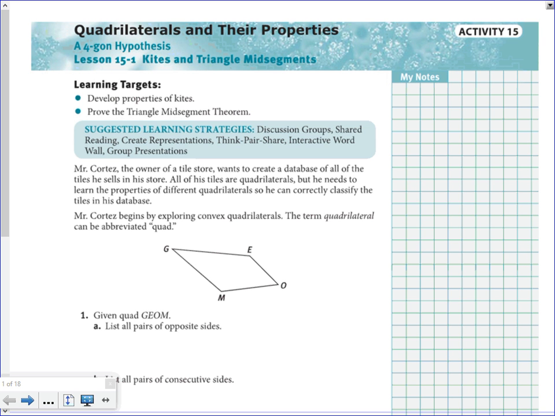So there are a couple of terms that we need to make sure that you know before we continue. Quadrilateral, that means that it has 4 sides. So any figure that has 4 sides is called a quadrilateral.